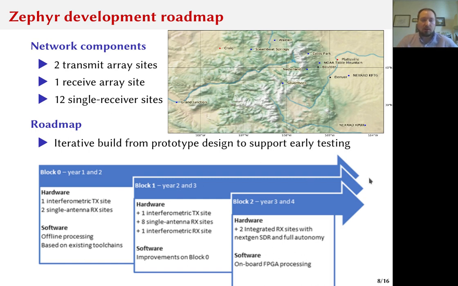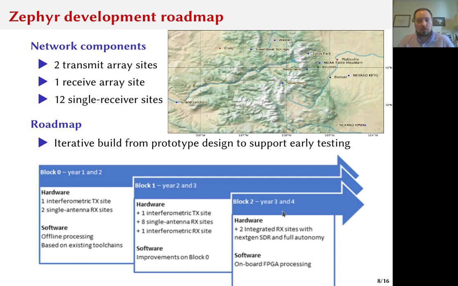Our roadmap is to iteratively build from a prototype design with the Simone system that we already have in Germany to support early testing and iterative design to improve on it. So we're starting with block 0, where that's basically the hardware and configurations that we already know how to do, getting out 1 transmit array site and 2 single antenna receiver sites, and starting on the software development. Then block 1 brings iterative improvements to the hardware and software, and we're just building out the network more, mostly with single antenna receive sites.